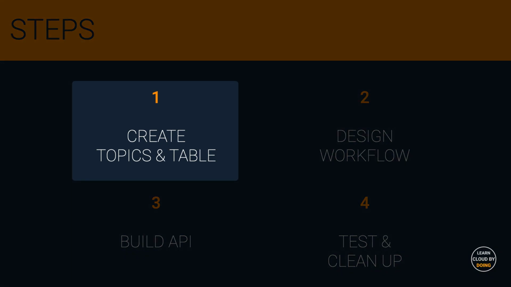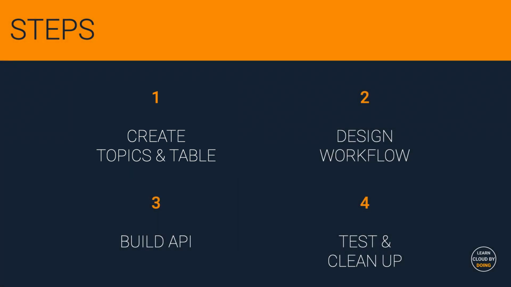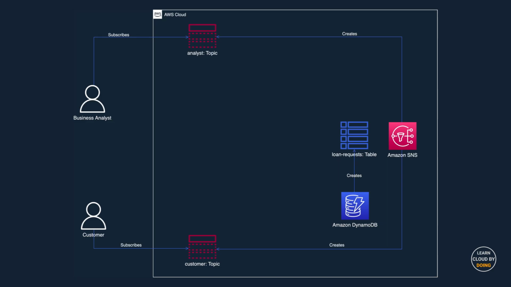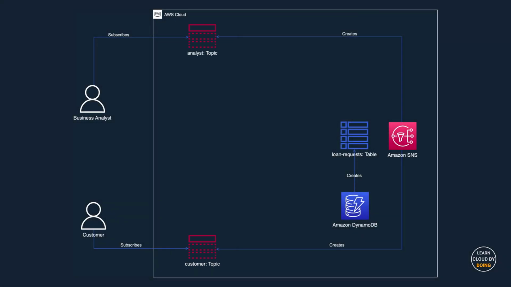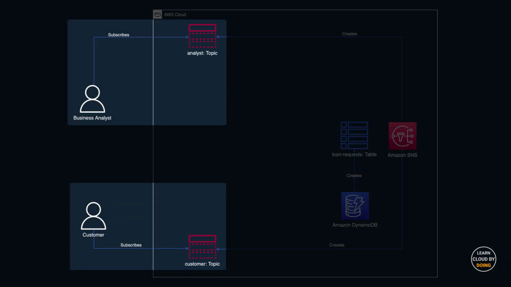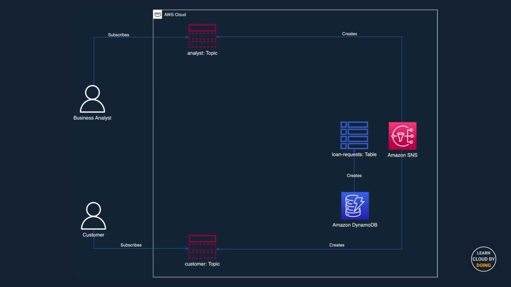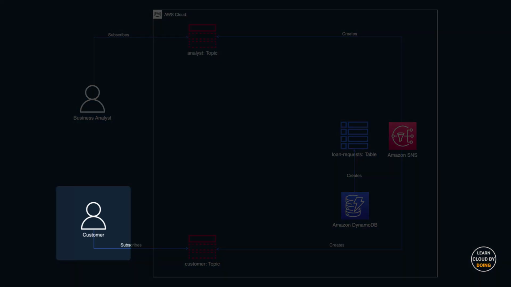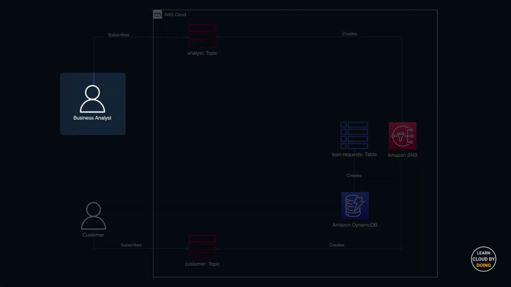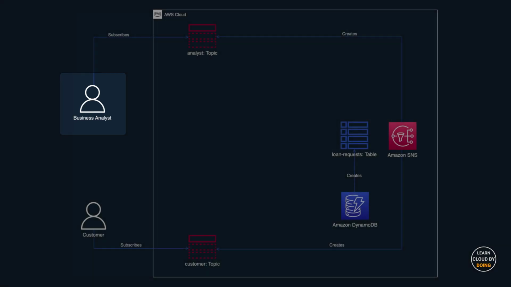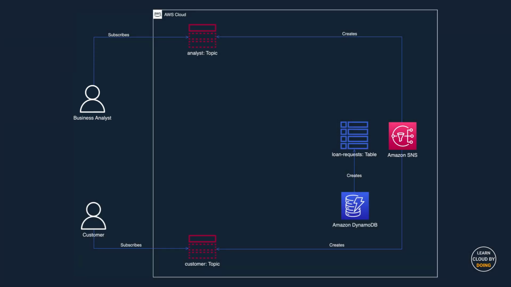First step: create topics and table. First, you create 2 topics using the Amazon SNS service. A topic plays the role of a communication channel that our workflow uses to inform actors. In this project, we have 2 actors. The customer is responsible for starting the workflow by submitting a loan request, whereas the business analyst is responsible for analyzing the loan request and approving or rejecting the request.